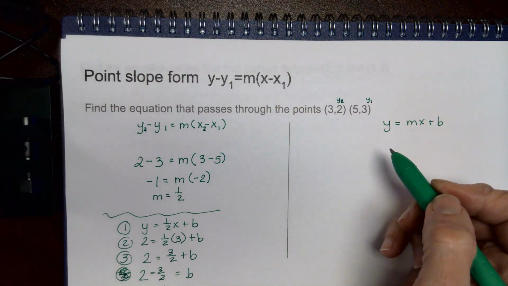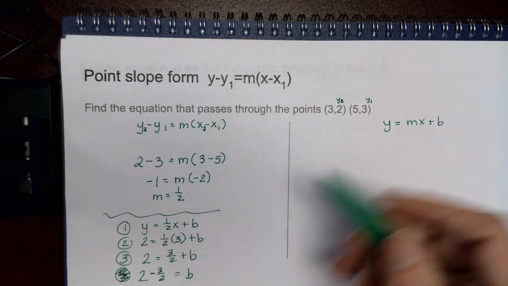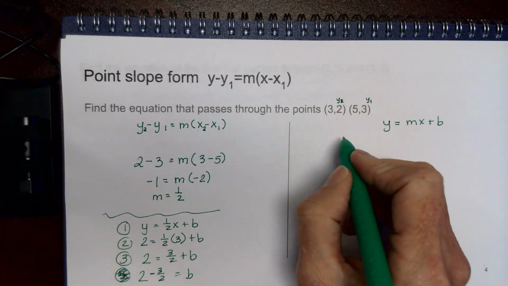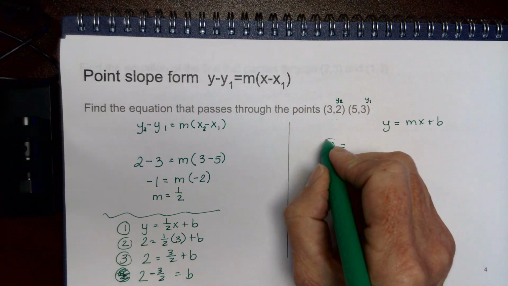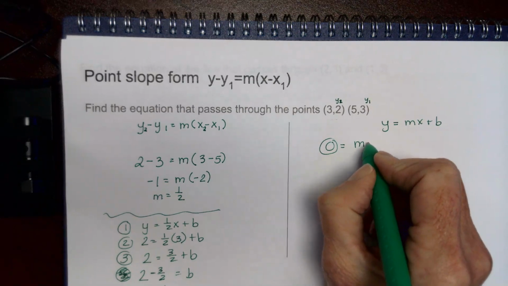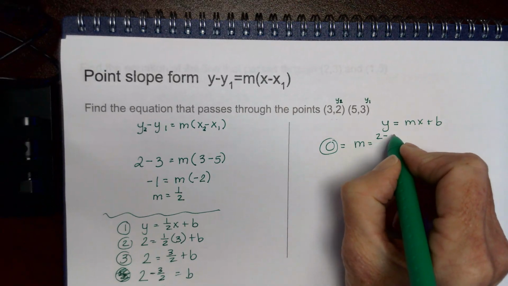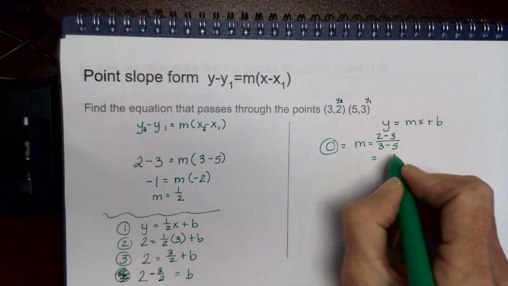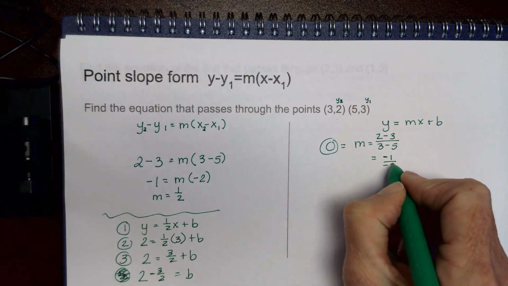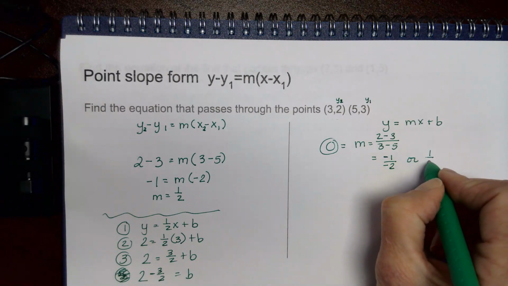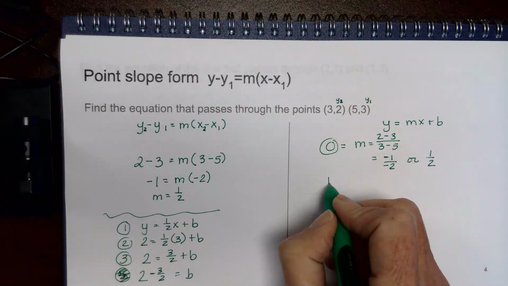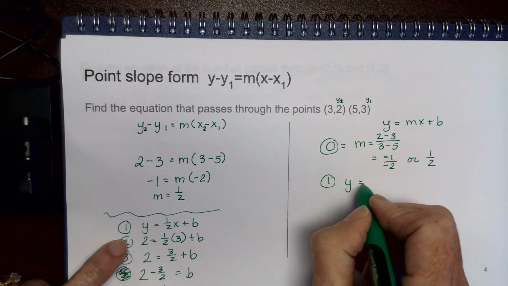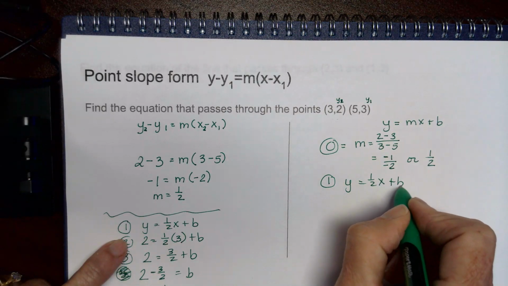Now, over here, rather than do all this work and go through the point slope form, you could make a step 0 and solve for your slope. So m is equal to 2 minus 3 over 3 minus 5, which is going to give me a negative 1 over a negative 2, or a positive 1/2. Then you would start the whole process, exactly like you did down here. You would have y is equal to 1/2 x plus b.